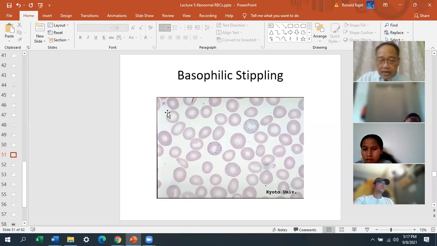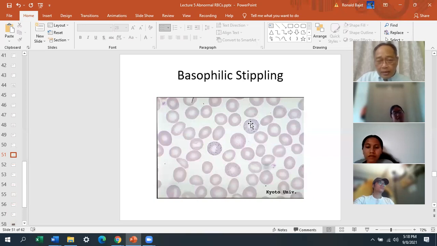You'll be seeing this slide on a test, and you need to be able to identify it. Okay, so this is basophilic stippling. If you see a lot of it, actually, you know what? Two in one field is actually a lot. So this is fortunate that you're seeing basophilic stippling on this particular slide.